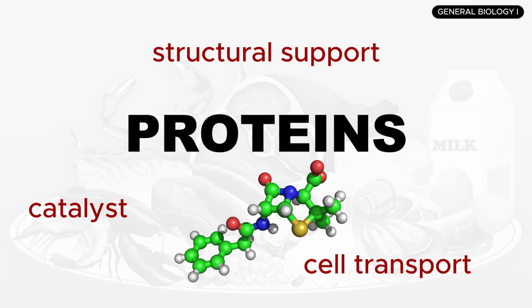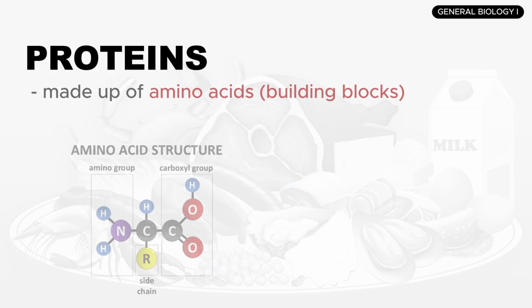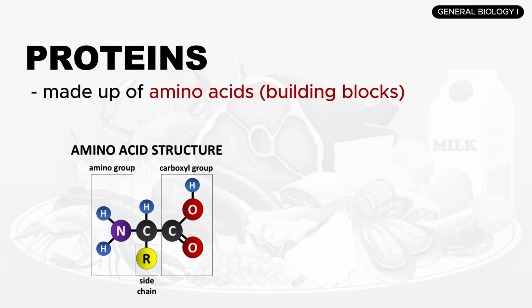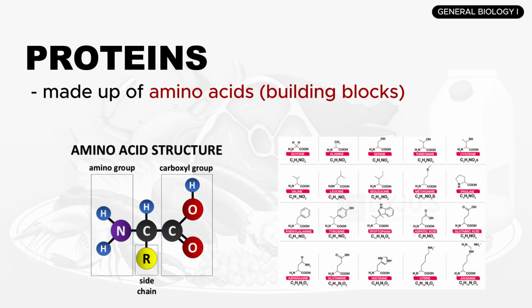to thrive. Proteins are made up of amino acids, the building blocks of proteins. There are 20 different amino acids, and they link together in various combinations to form proteins. The sequence of amino acids determines the protein's unique structure and function.